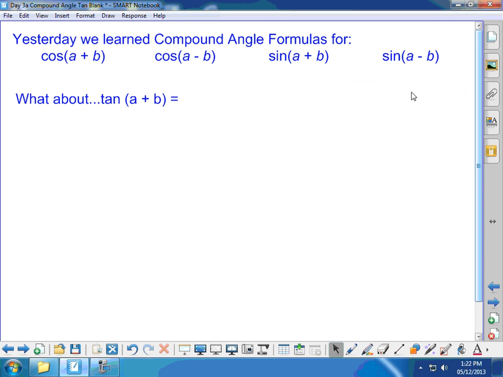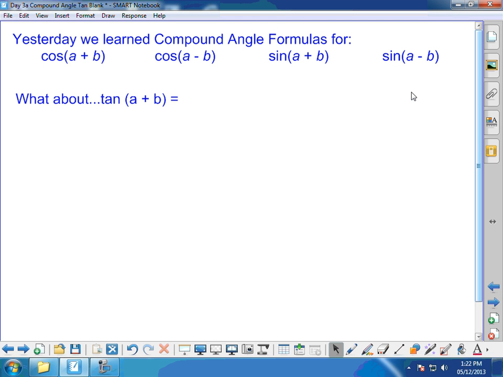Okay, so quickly talk about compound angles for tan. Remember yesterday we learned the compound angle formulas for cos. They're over on the sideboard. Cos(A plus B) is cos cos minus sine sine. Cos(A minus B) is cos cos plus sine sine. So remember the operations are opposite for cos.